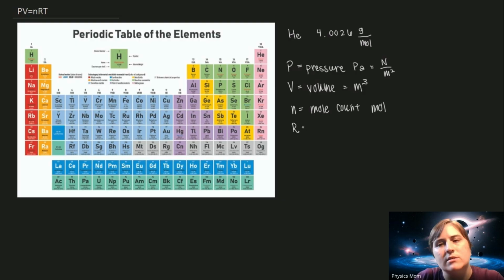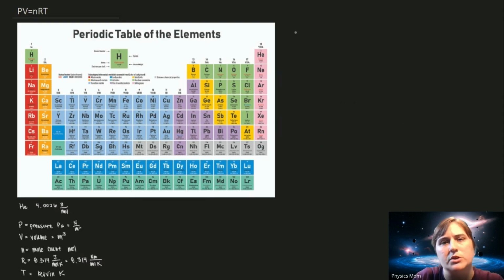R is the ideal gas constant. It's 8.314 joules per mole Kelvin. But if we remember from our work and energy days, a joule is just a newton meter, so I'm going to rewrite it as 8.314 newton meters per mole Kelvin. And then T is the temperature, which is going to be in Kelvin, represented with K.